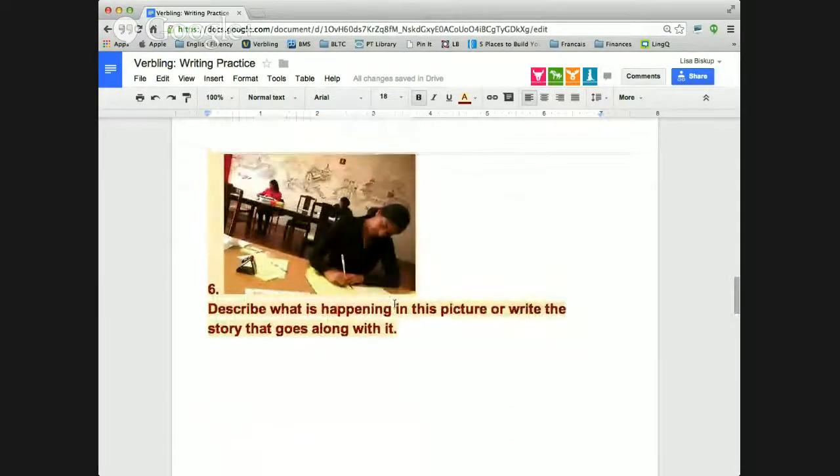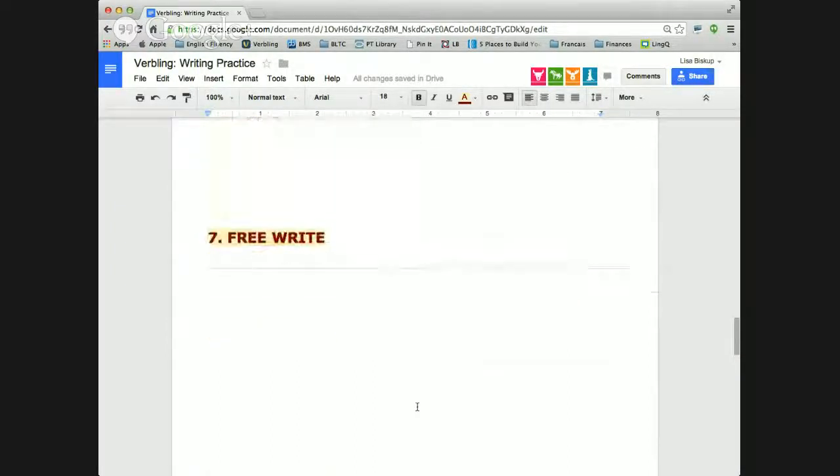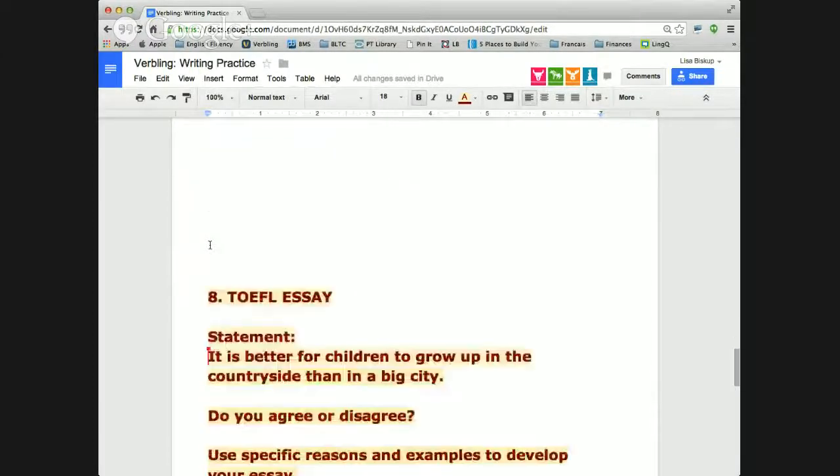Here's another photo. So you see a woman there doing something in some kind of building with a painting in the background. So you can either make a story up about that, or you can just describe what you see and what is happening in that picture. Number seven is the free write, where you can write anything you want.